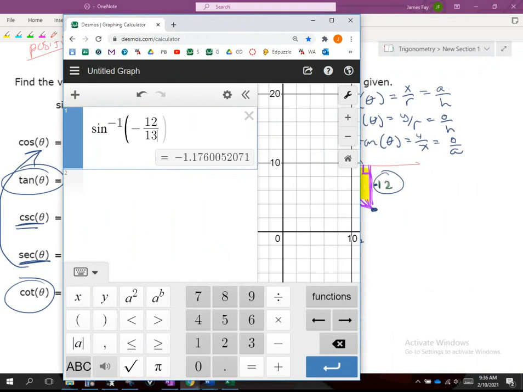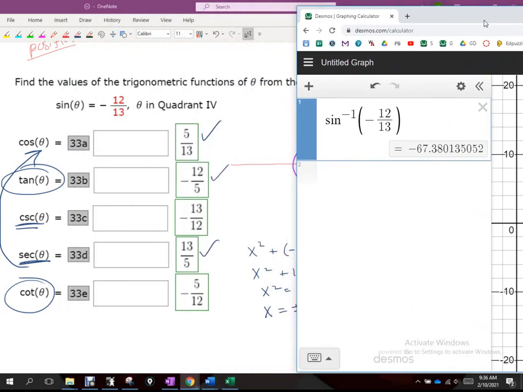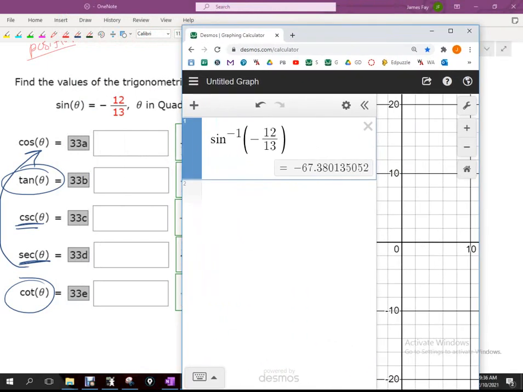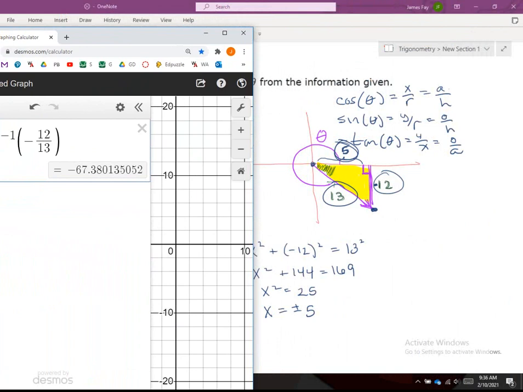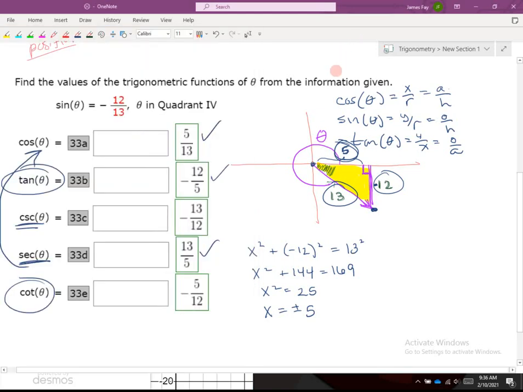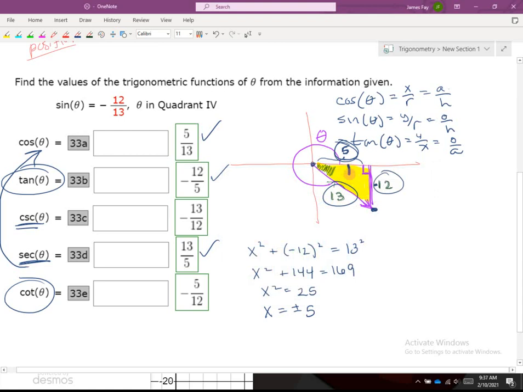Now that's in radians, so let's go ahead and put this in degrees. I get that number right there. You could do it this way with the negative, but I don't like the negative. So the negative 67 degrees that I'm getting from my calculator, we'll talk about why it's giving a negative eventually.